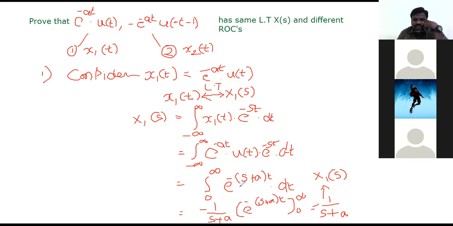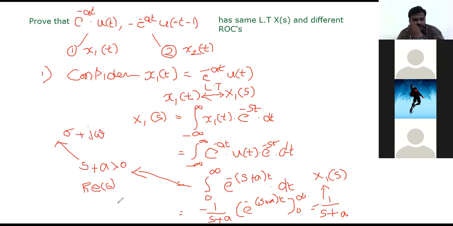Now, what is the ROC, region of convergence? To find the region of convergence for the first function, consider this integration. This particular integral will converge whenever s plus a must be greater than 0, that is the real part of s. So what is the real part of s? Already I told you that s is a complex parameter, sigma plus j omega. So in this case, the real part of s, sigma, must be greater than minus a.